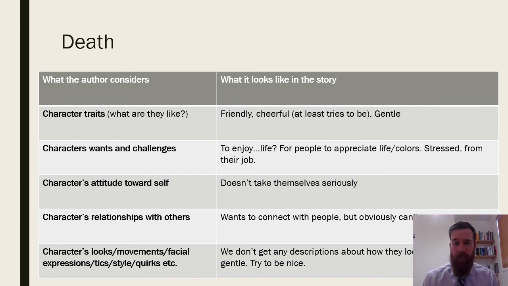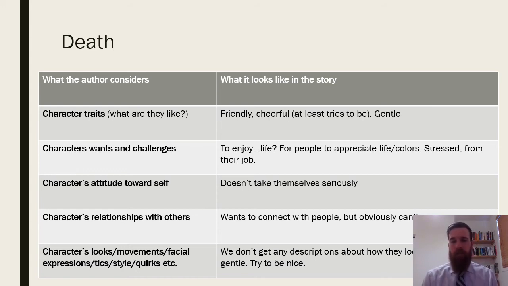Their character traits, Death is kind of, like, friendly, cheerful, at least trying to be gentle. Like, those are all things I got from Death. And again, if I started this before reading, this is not my preconceived notions of Death. Characters, wants, and challenges. It sounds like Death wants to enjoy, I didn't want to put the word life there. It felt kind of sarcastic. Like, they want to enjoy their experience or their time.